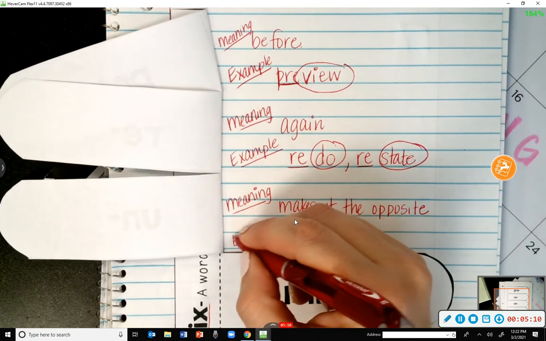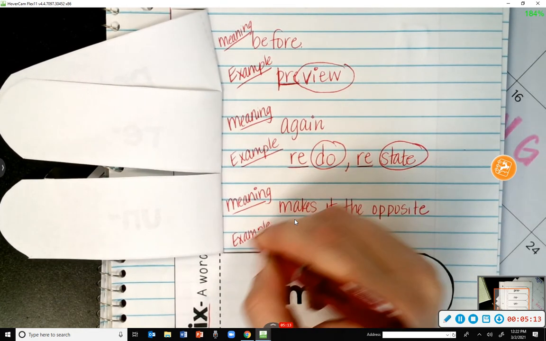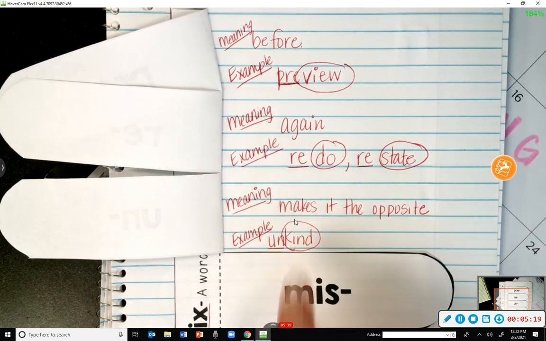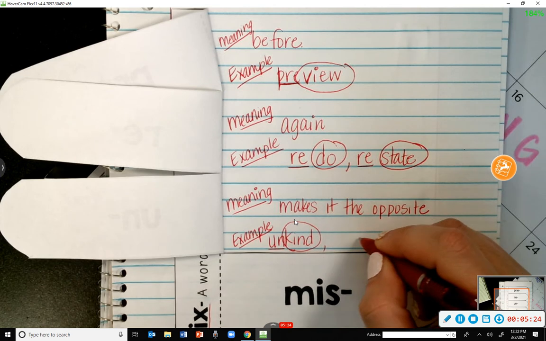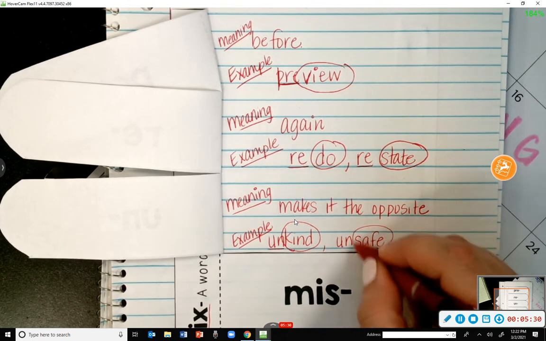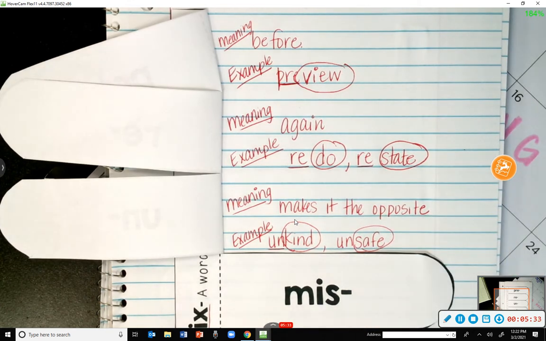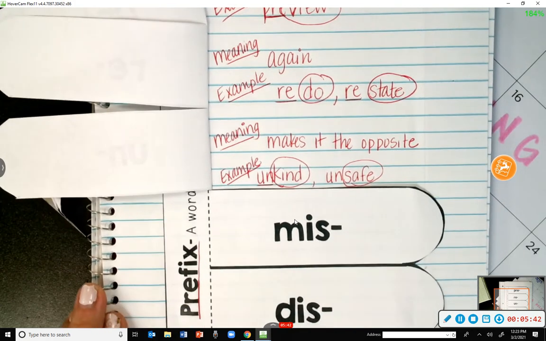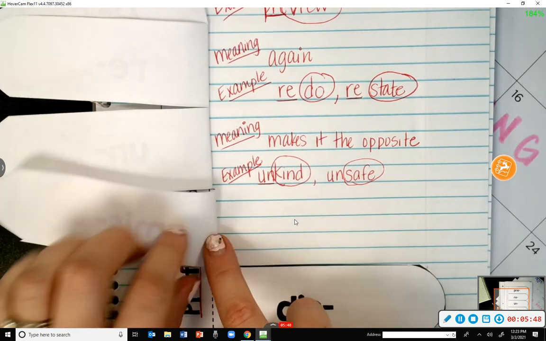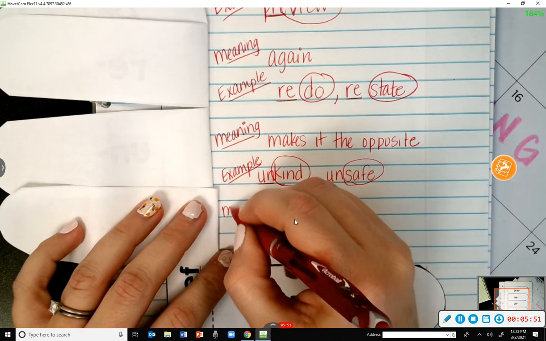Okay? So the root word was kind, and the prefix was un. Unsafe. Good, Kaylee. So the root word is safe. And then if you put un in front of it, that means it's not safe. Okay, two more. Mis, M-I-S. It's kind of the same thing as un. Mis is going to turn that word into the opposite.